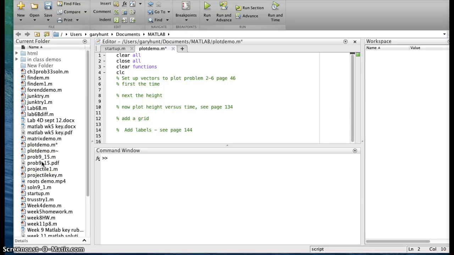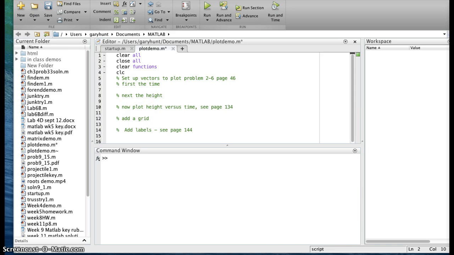Okay, so today we're going to talk briefly about how to plot functions. And I am going to use as a sample example problem 2-6. It's from page 46 in your math textbook, so get that out and look at that. We're plotting height versus time.